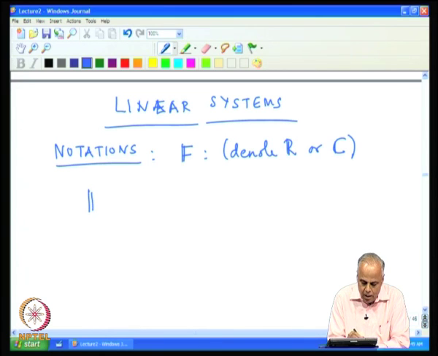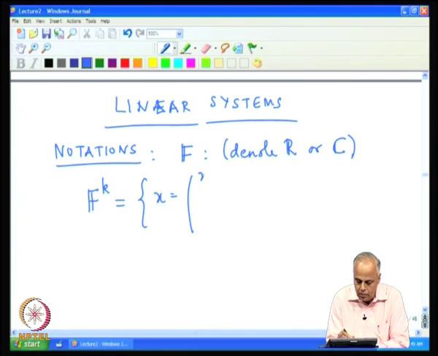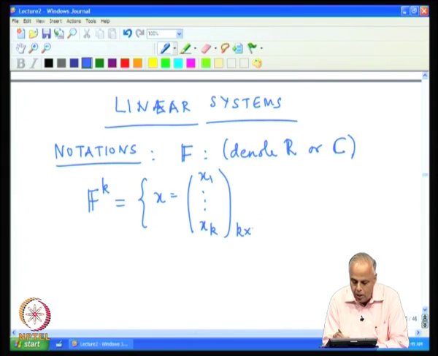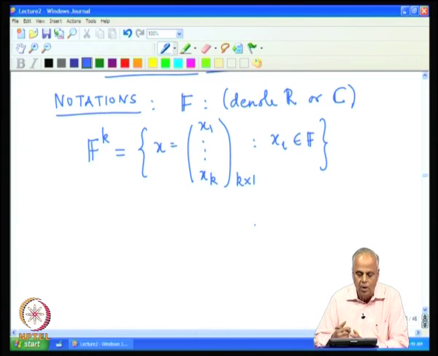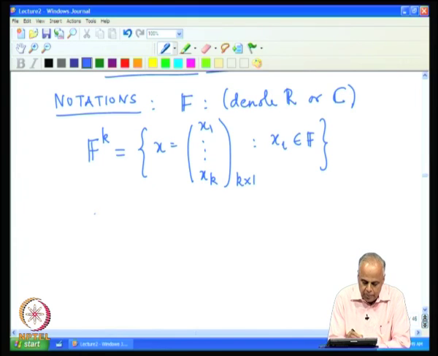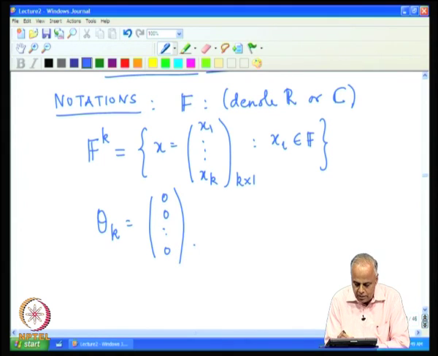Then by F^k, where k is any positive integer, we shall denote all column matrices with k entries, that is k by 1 column matrices, where all these entries are from F. So, when we say R^k, we mean all the entries are real numbers. When we say C^k, we say all the entries could be complex numbers. In particular, by theta_k, we will denote the k by 1 matrix whose entries are all 0.